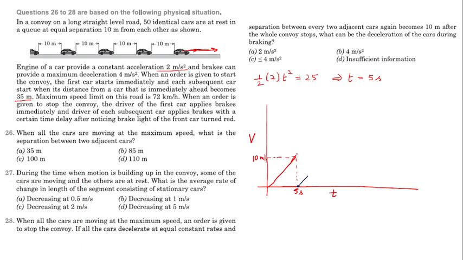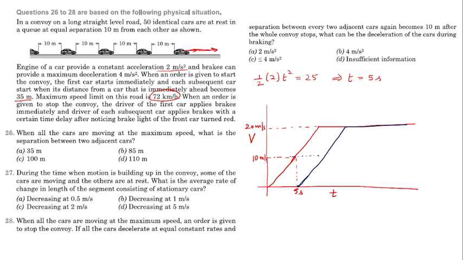The speed of the first car will continue to increase until it becomes 72 kilometer per hour, which is 20 meter per second. 72 kilometer per hour transforms to 20 meter per second when we convert it into meter per second, and then this value becomes constant. For the second car, the graph will go on like this, and then again it will become constant. It will overlap with the first graph.